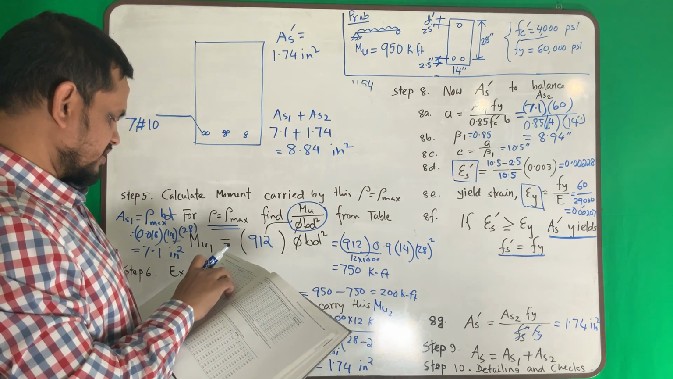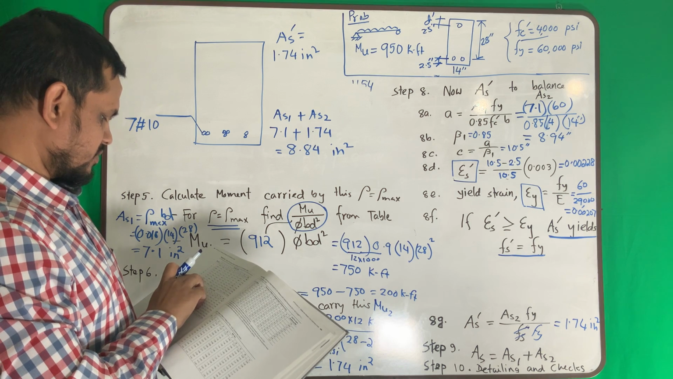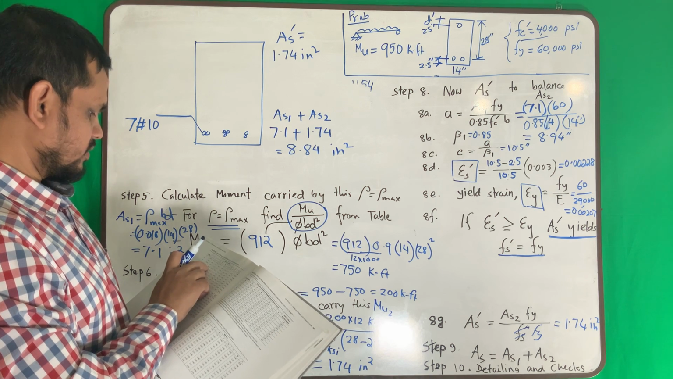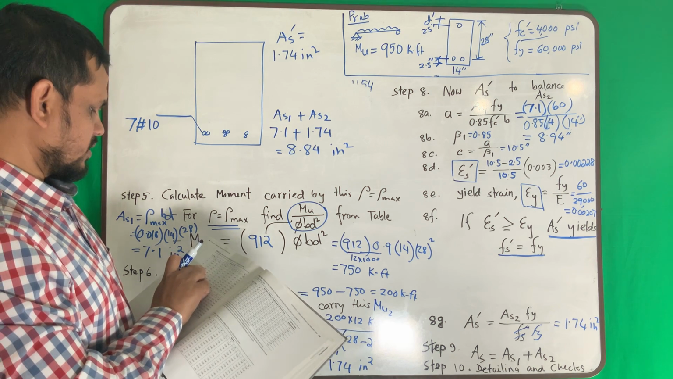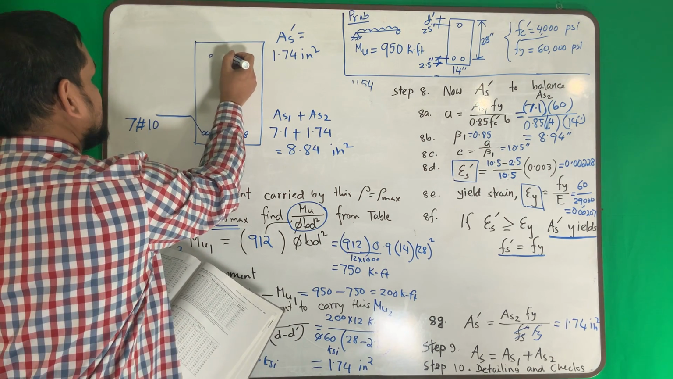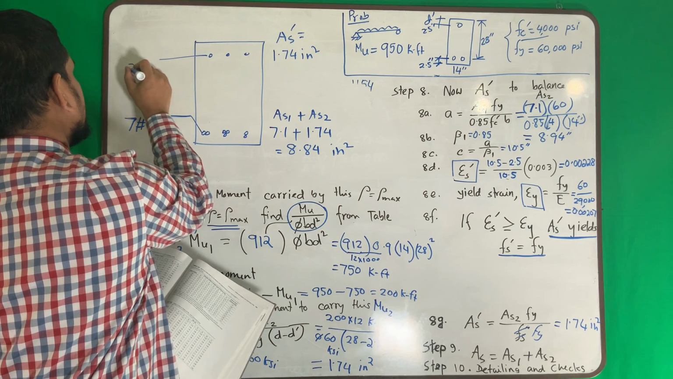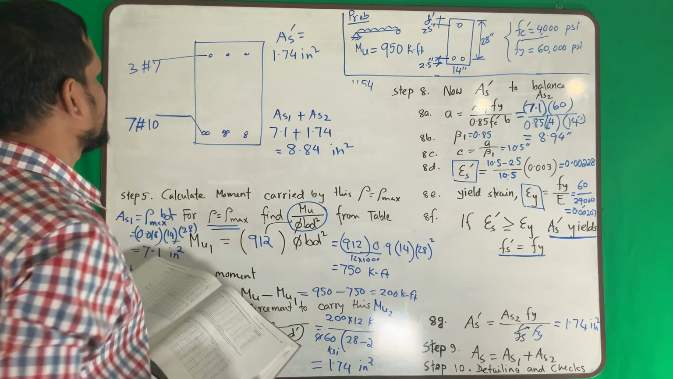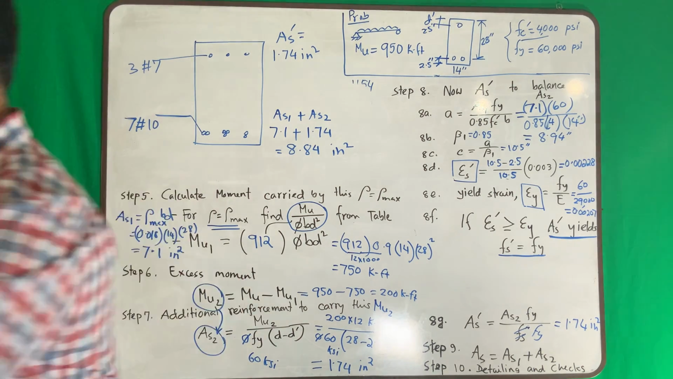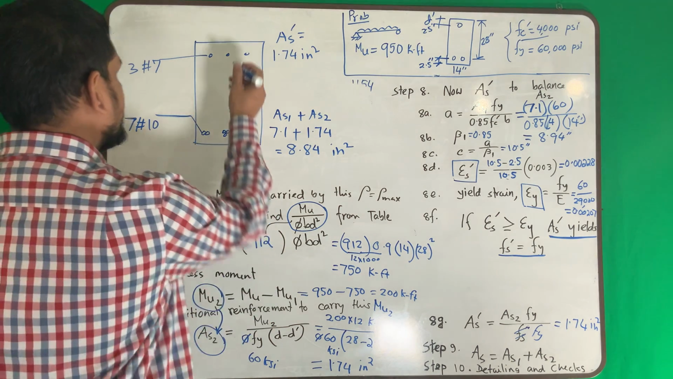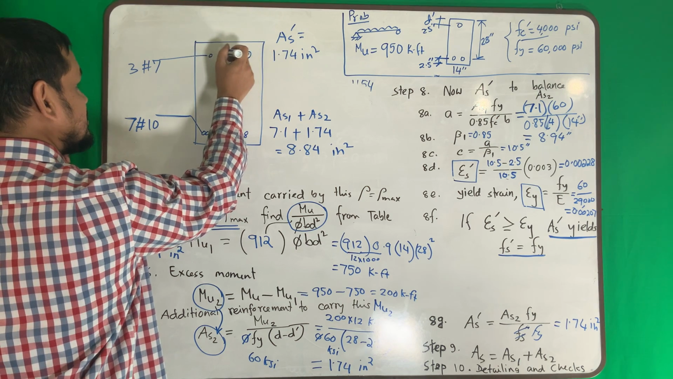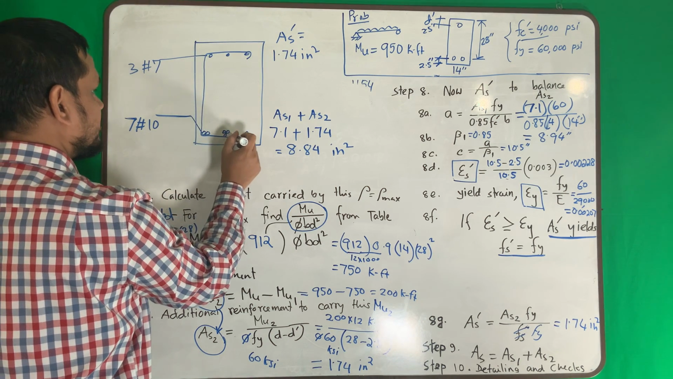And then 1.74, that means I can provide 3 number 7. So 3 number 7 here, 7 number 10. Okay, then the tie bar should go here.